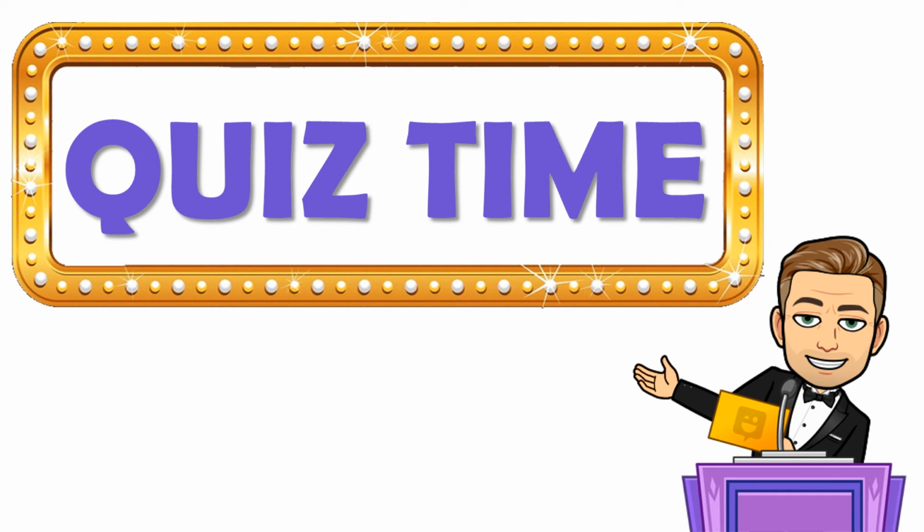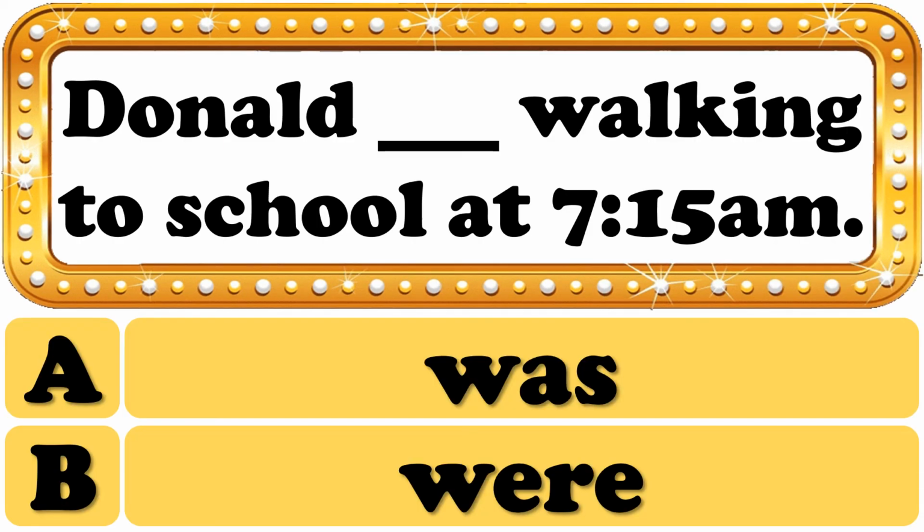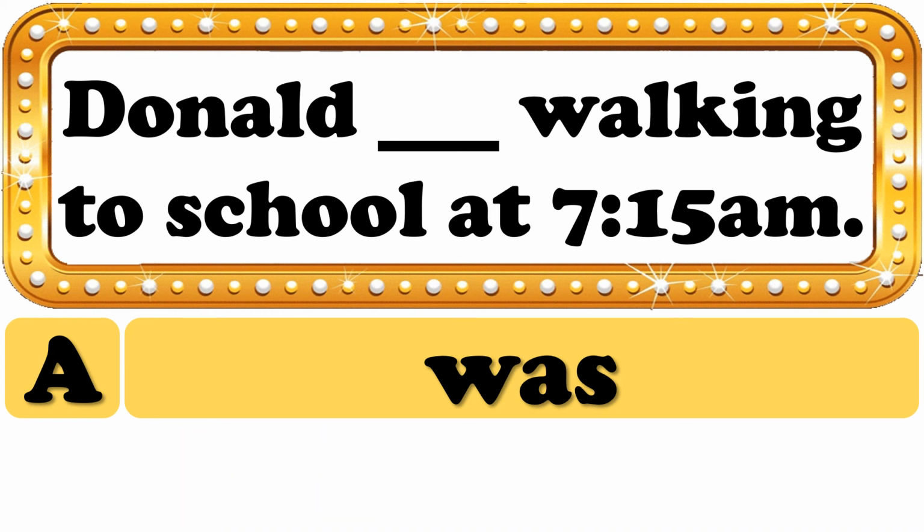And now it's quiz time. I'm going to show you a sentence and you have to choose A or B for which one will finish that sentence correctly. Here's the first one. Take a look carefully. Would you choose A or B to finish this past progressive sentence? The correct answer is was, because Donald would be the same as he, so we would use the past tense be verb was. Donald was walking to school at 7:15 a.m.